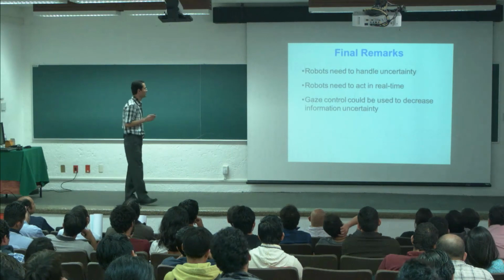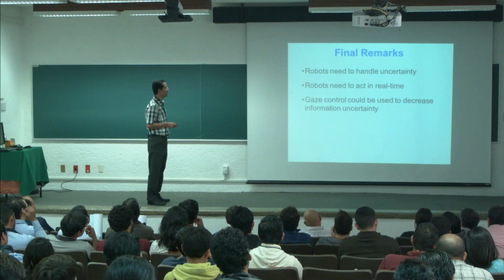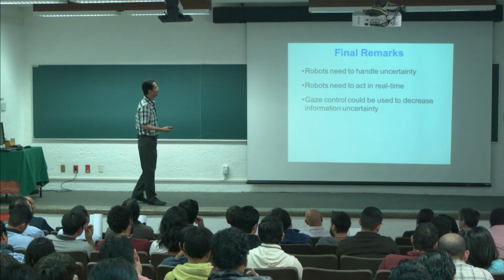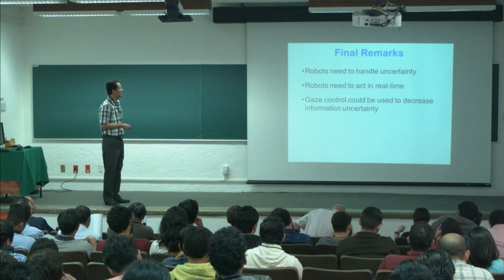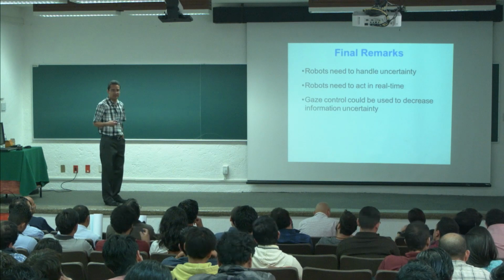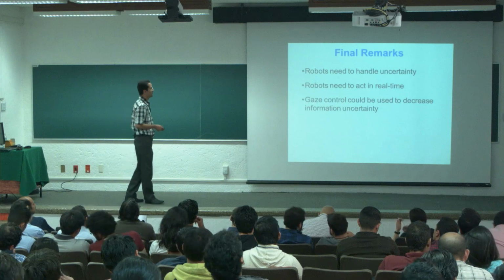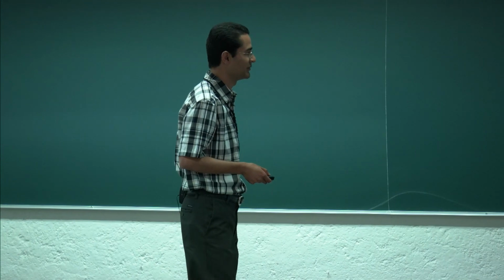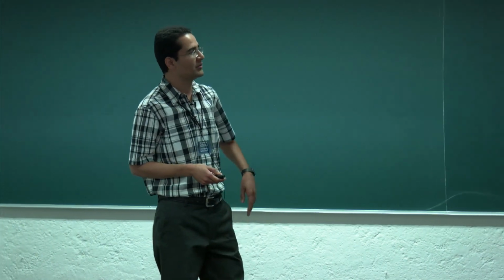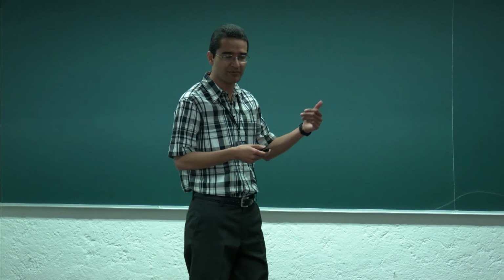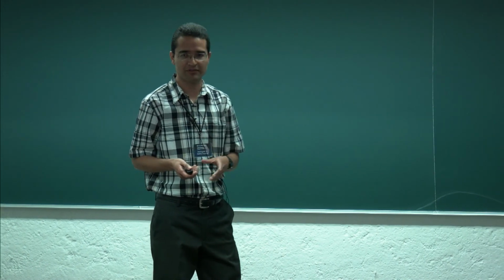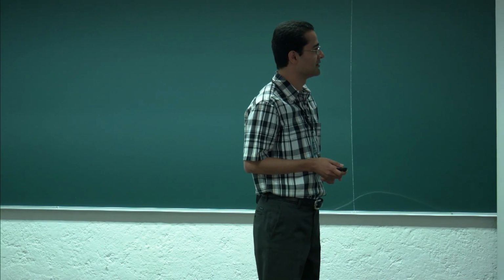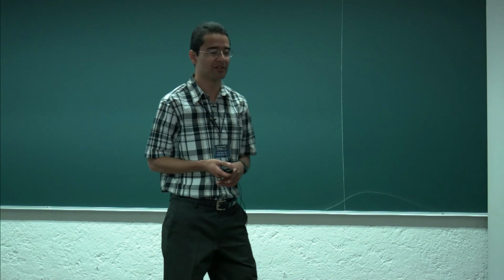Okay. So just final remarks. As I said, robots need to handle uncertainty, and we need a way to obtain more information. Robots need to act in real time. That's a very important issue. And in this case, gaze control, I think, could be used to decrease information uncertainty in a very good way. What I'm trying to do is to use these models and apply them to a robot for navigation control. So probably that's another way to apply these models. That's what we are working on.